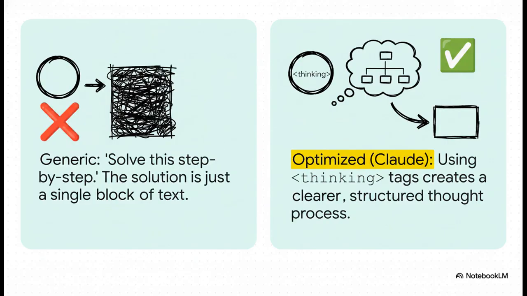Here's another fantastic example, this time for a complex reasoning task. The generic solve this step-by-step prompt, it works, but the solution is just a big block of text. Now look at the optimized version for Claude. By using those XML tags like thinking and analysis, we're getting Claude to first lay out its thought process clearly and separately before giving the final answer. This makes its reasoning so much more reliable.